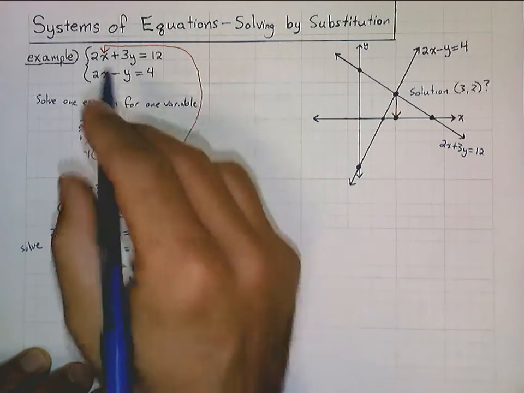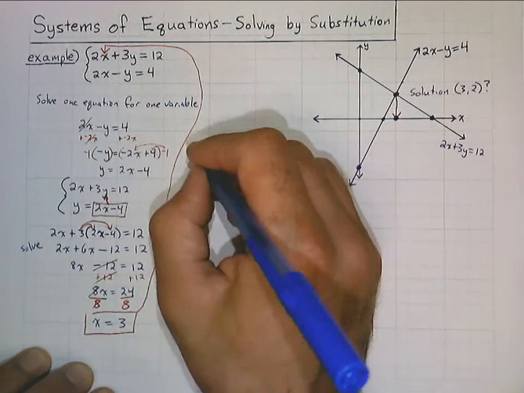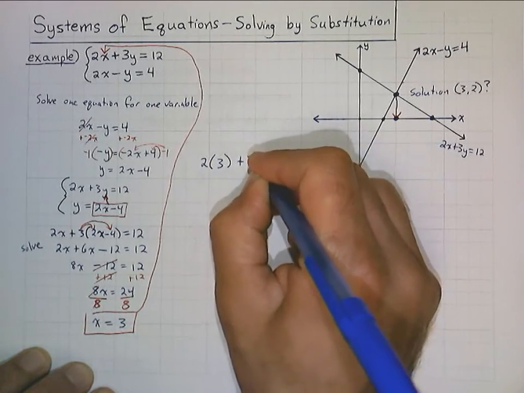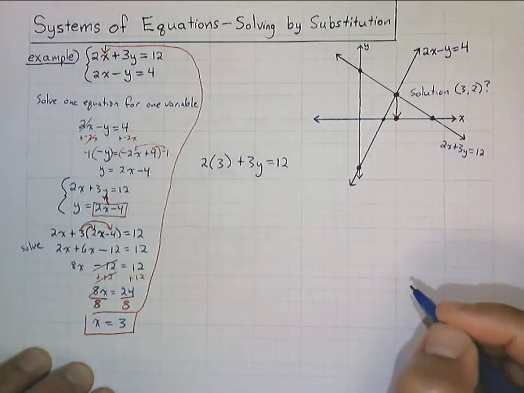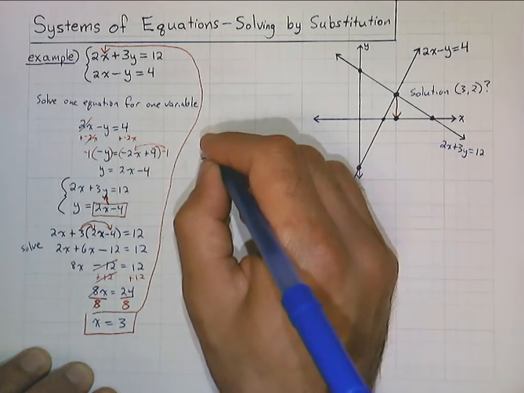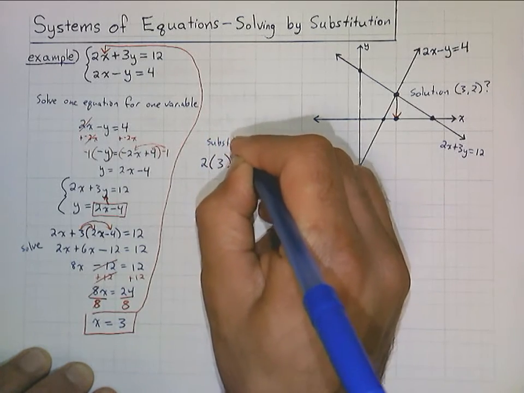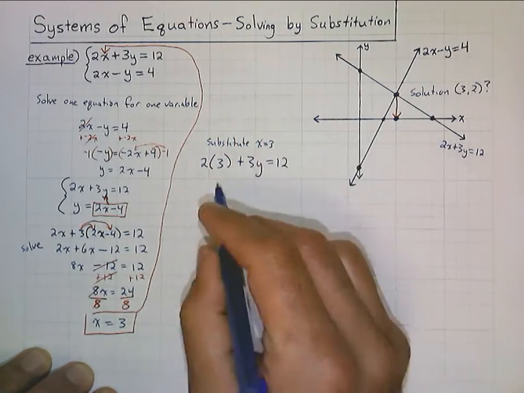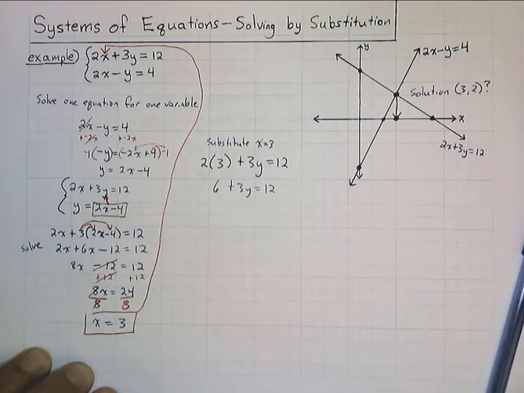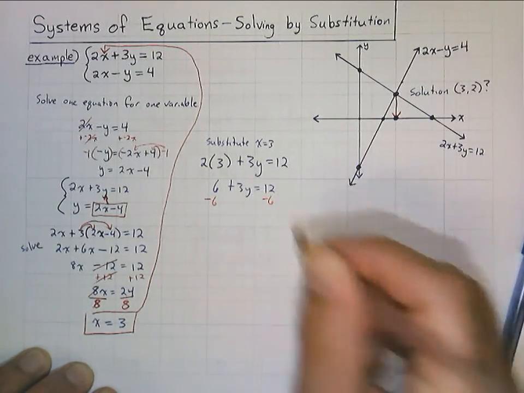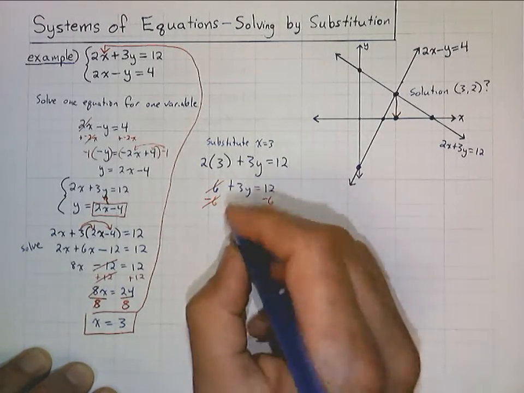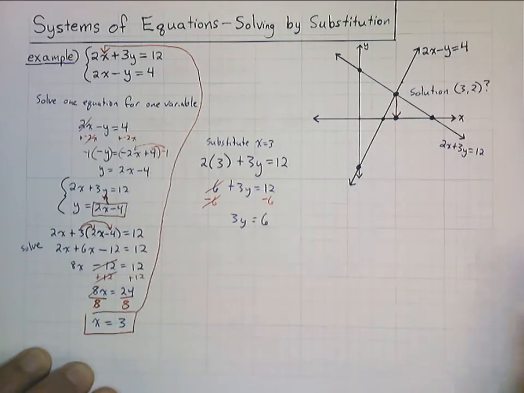So taking this first equation with the x replaced by 3, we have 2 times 3 plus 3 times y is equal to 12. And now we just solve for y. So we substitute back in. And now we have 2 times 3 is 6, plus 3y equals 12. Now we'll subtract 6 from both sides, because this will cancel out, leaving us with 3y is equal to 6.